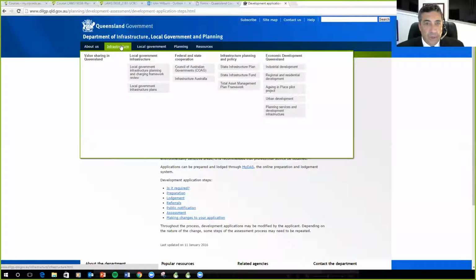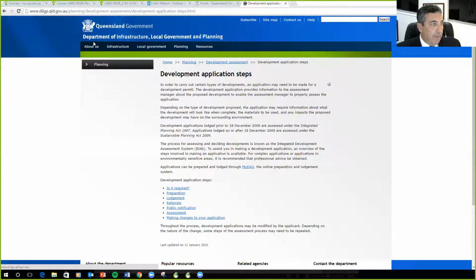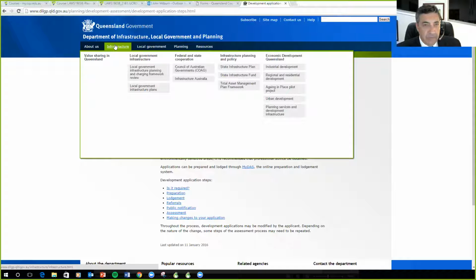So firstly, if we look at infrastructure, you'll see some headings that are probably familiar to you. And the local government infrastructure headings are very useful. That provides some good commentary in relation to planning and policy. And over here, we've talked about COAG, the Council of Australian Governments, and that's very important in the context of federal and state cooperation. So there's some really good information there on COAG, and I'd urge you to have a look at that.